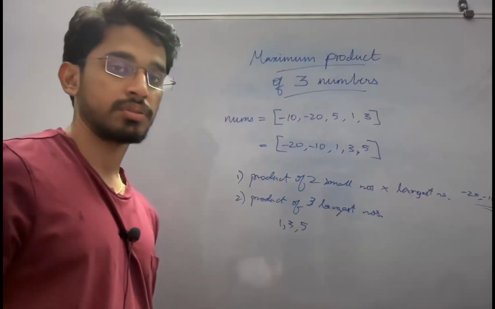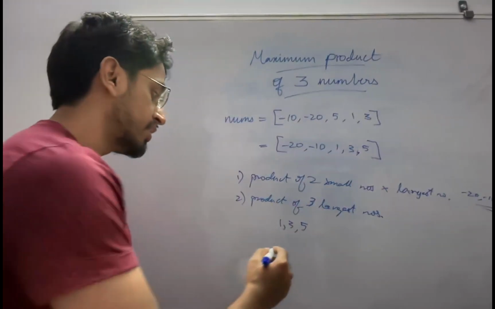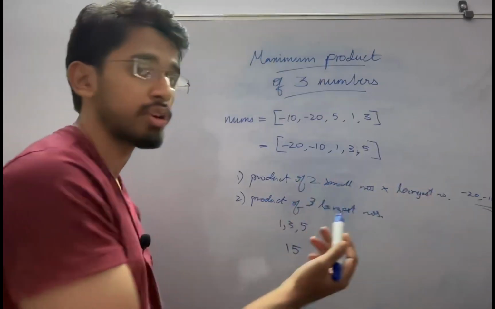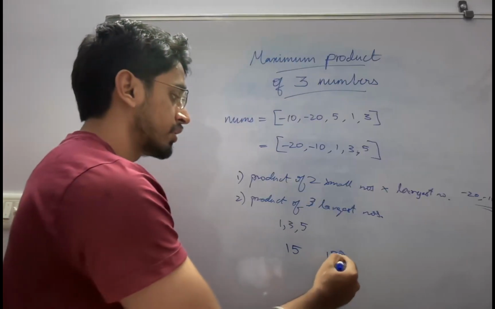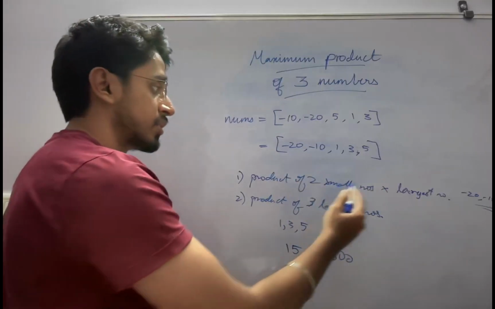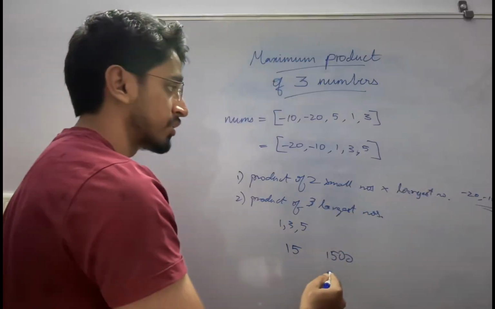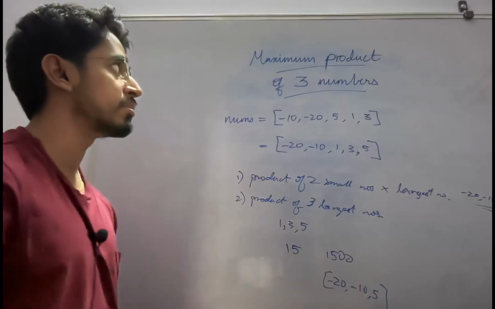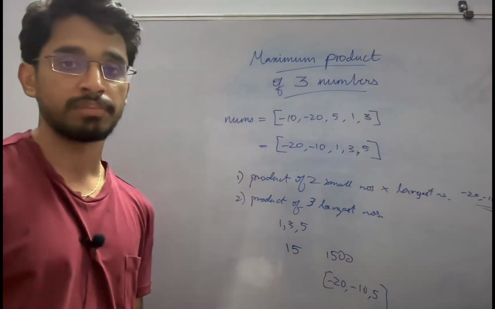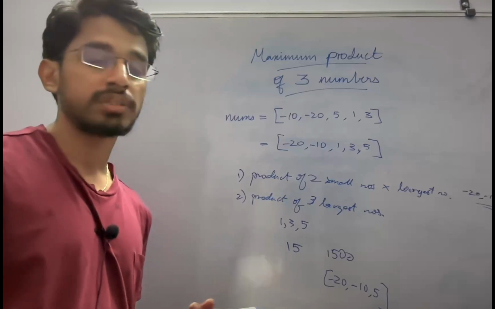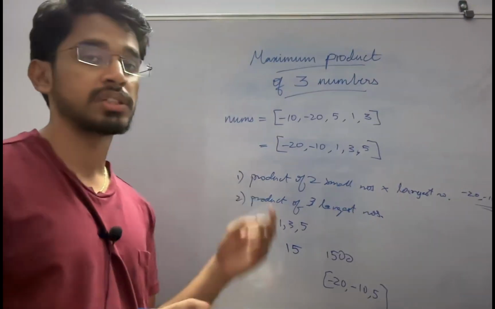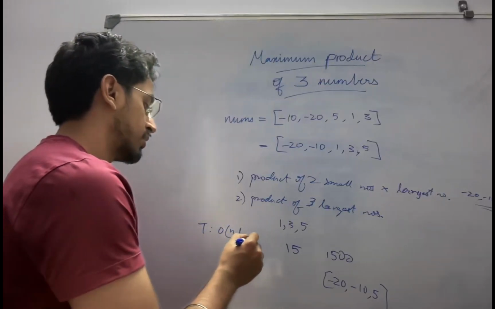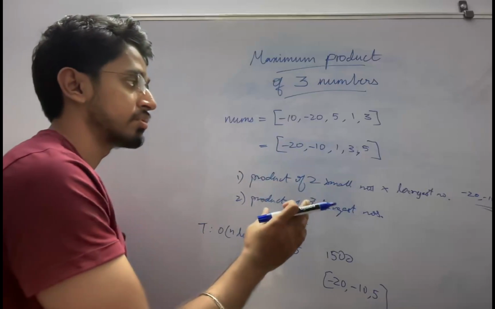Okay, so the product of 1, 3 and 5 is 15. Okay, and we need to compare to the product of the first approach, that we already calculated, that is 1500. Okay, so which is greater? So the first approach is greater, so we need to return these three numbers, minus 20, minus 10 and 5. So these are the three numbers that make up to the maximum product. Okay, so what is the time complexity to solve this? So the sort operation itself takes a time complexity of O of n log n. Okay, and then we are just doing the multiplication.